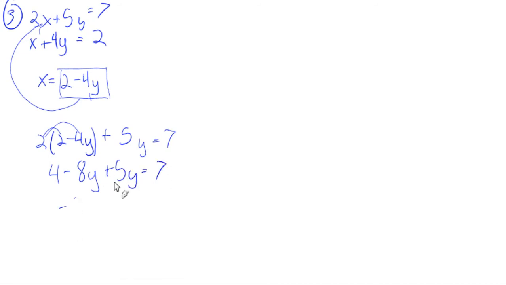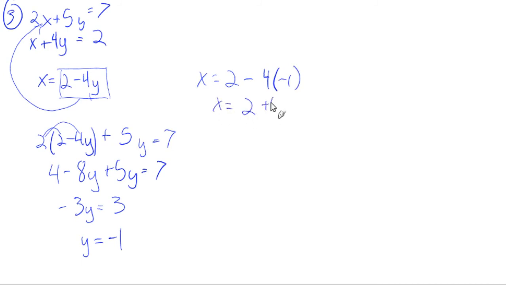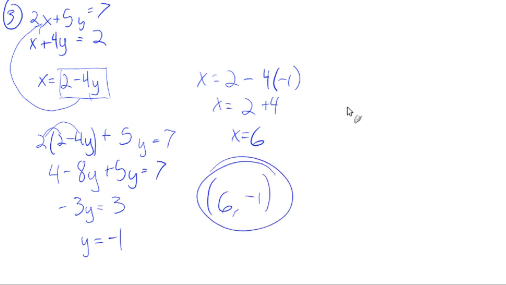Subtract 4 on both sides, so let's combine these together. Negative 8y plus 5y is negative 3y equals 3, so y equals negative 1. So there's half our answer. We need to find the x value as well. It'd be really easy to use this equation because x is already by itself. So we can do x equals 2 minus 4 times negative 1. So x equals 2 plus 4, and x equals 6. So (6, negative 1) is the answer.